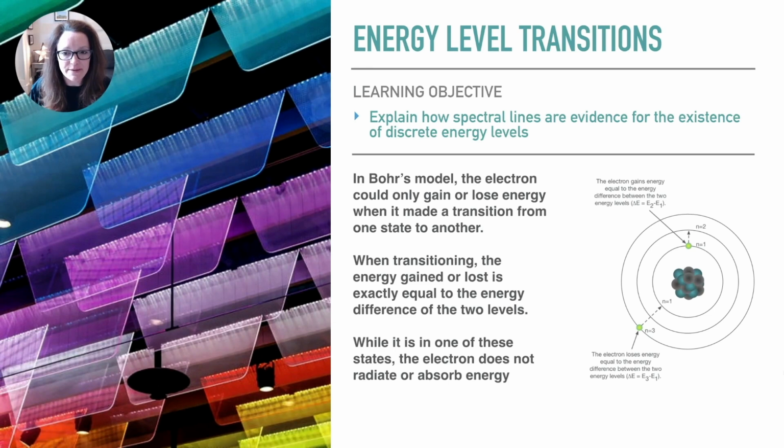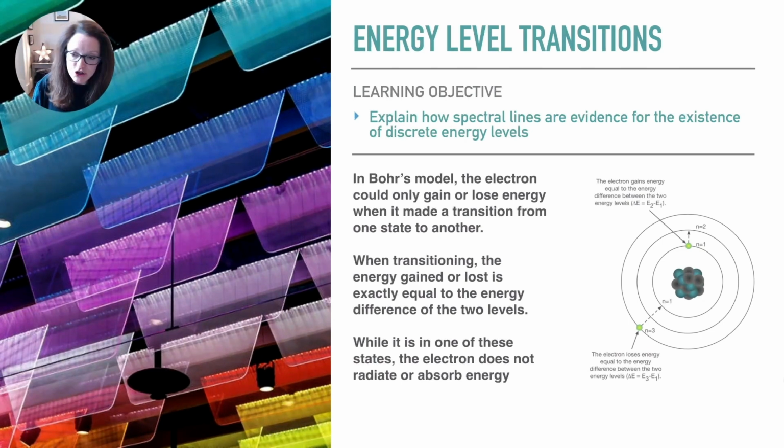Let's continue on this theme. And Bohr said that these electrons could gain or lose energy only when it made a transition from one state to another. So if we look on the diagram over here, the top electron is in energy state n equals 1, and it wants to move to energy state n equals 2. So it gains energy to move between those two levels, or those two states. The amount of energy it gains is the amount of energy that's between those two energy levels.